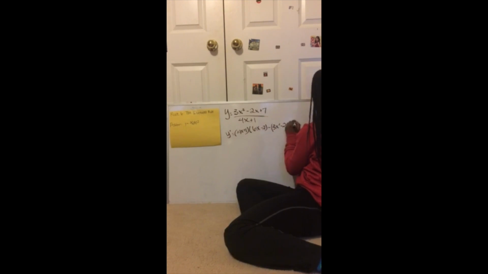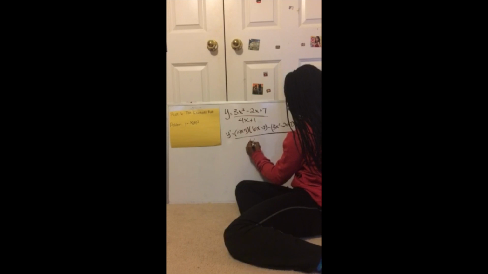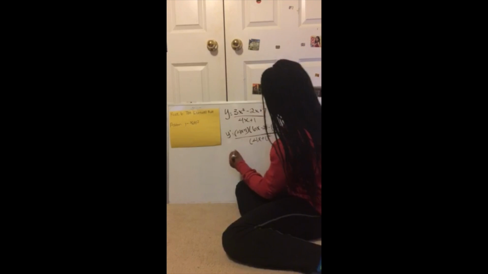D low, which is the derivative of the bottom. All over what's squared below, which is just 4x plus 1 squared. And for the rest of the problem, you're just foiling and then combining like terms.